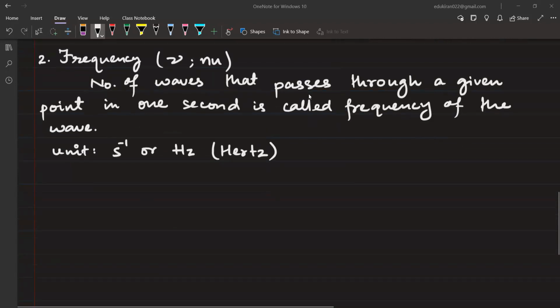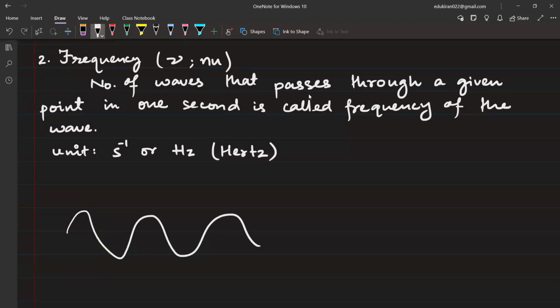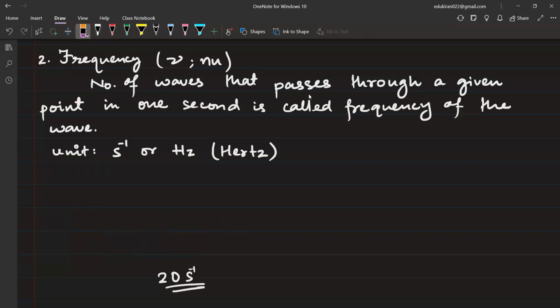Now similarly, see here. Let us suppose we have a wave like this. Now, what is one wave? This is one wave. This part is one complete wave. Now, let us suppose this is a small packet of wave and 20 of such packets pass in 1 second. This is one packet complete. So 20 of such packets pass in 1 second. So what will be the frequency? We will say 20 hertz or 20 per second. Got this, guys? Yes or no? Please tell me. Yes, sir.